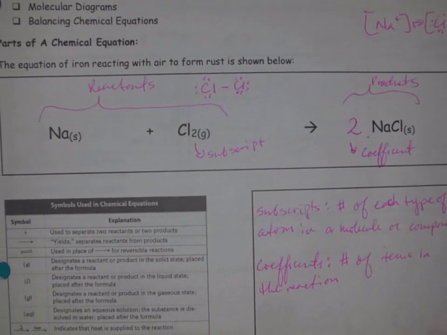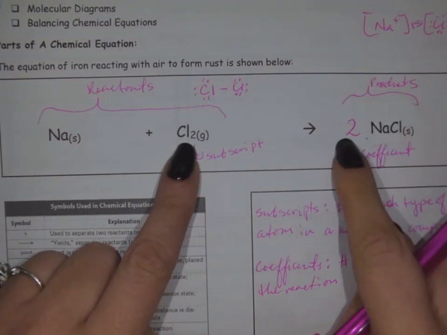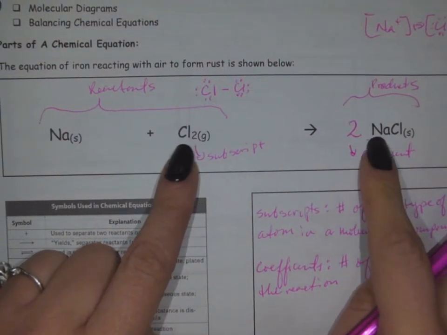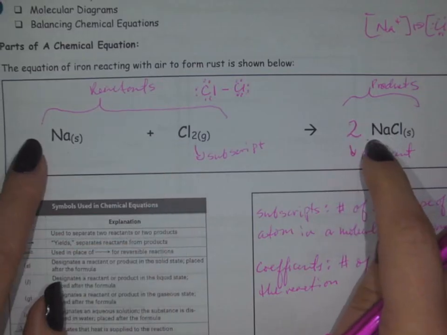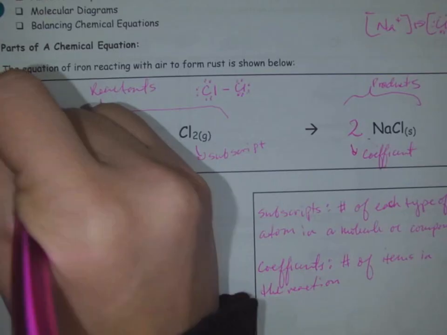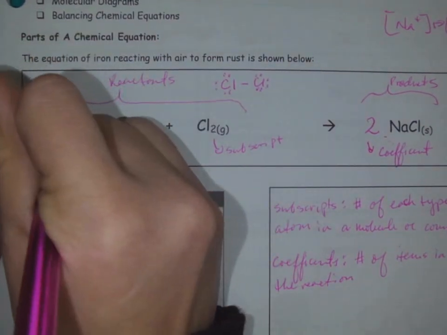Now we have 2 chlorines on the reactant side and 2 chlorines on the product side, but we added this coefficient of 2, so we have 2 sodiums, which means I need to put a coefficient of 2 out here as well.